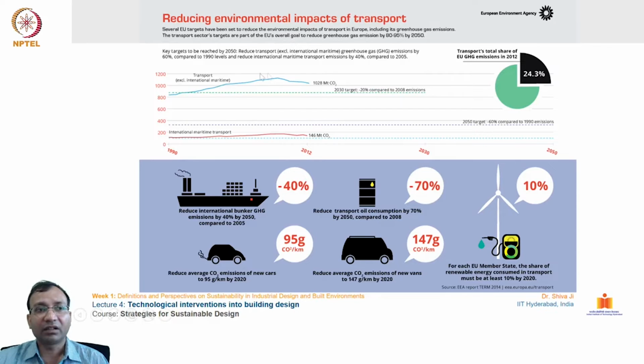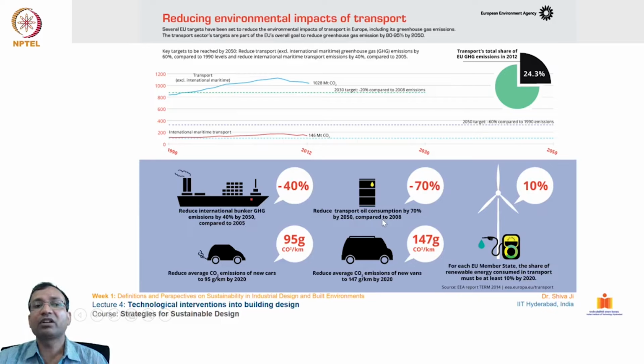On this table, if you see how it has evolved and grown in recent times, from the year 1990 to the year 2012, and how they are targeting to maintain the same level by the years 2030 and 2050. You can see how transport has grown significantly in this blue line over here, but they have this target to bring it back, and that is why they have taken several steps to bring it back to the stage which was there in the initial years. So by reducing international bunker greenhouse gas emissions by 40% by 2050 compared to the 2005 level, the reduction is minus 40%.